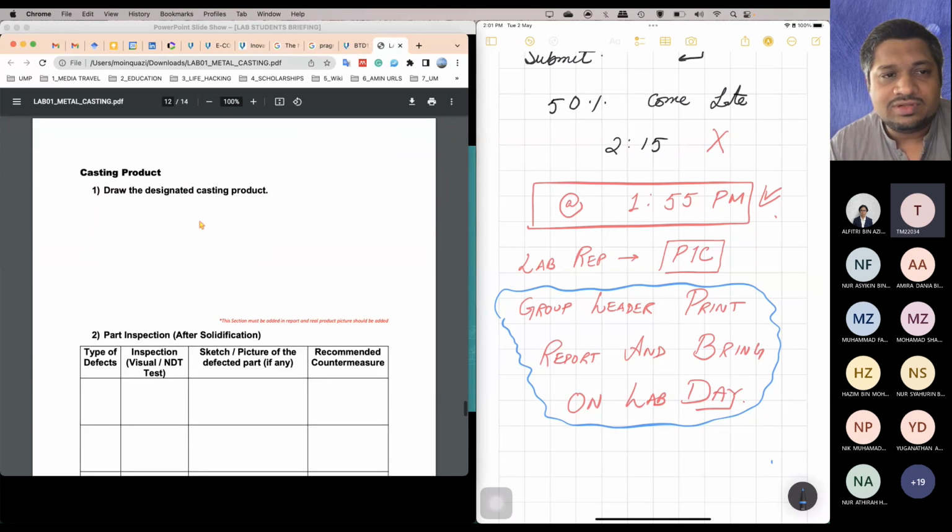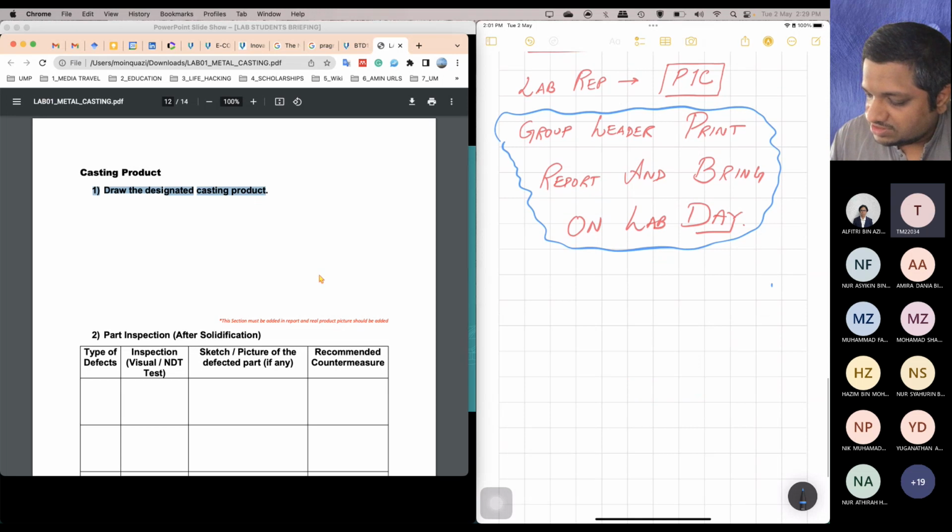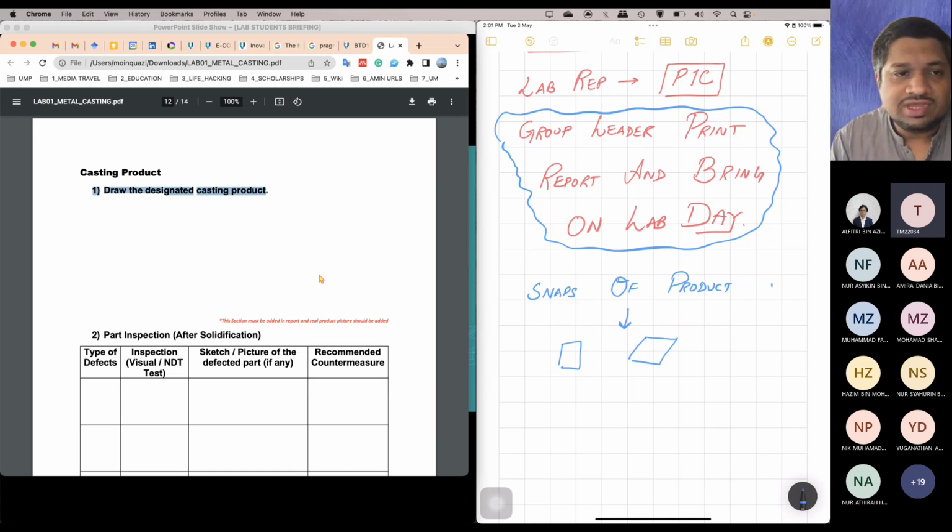Next, if you move down, then you have to draw the product. Basically, if you don't draw, if you take the picture of the product, then you can paste different angles of the picture of the product as well. So just take snaps of the product which you have made in different angles, and then you can paste them here in the lab sheet.